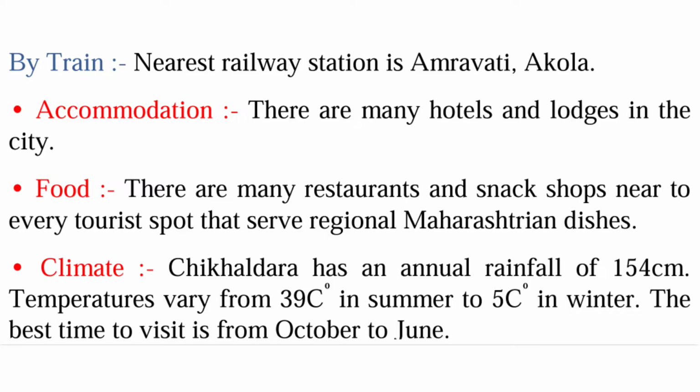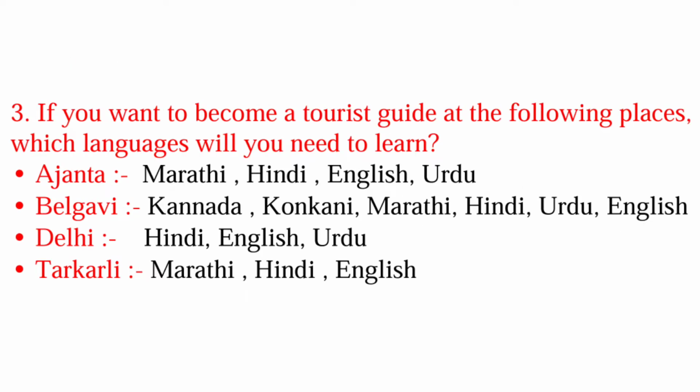Climate, Chikaldara has an annual rainfall of 154 centimeters. Temperature varies from 39 degrees Celsius in summer to 5 degrees Celsius in winter. The best time to visit is from October to June. Third question is, if you want to become a tourist guide at the following places, which languages will you need to learn? So at Ajanta, you will need to learn Marathi, Hindi, English and Urdu.